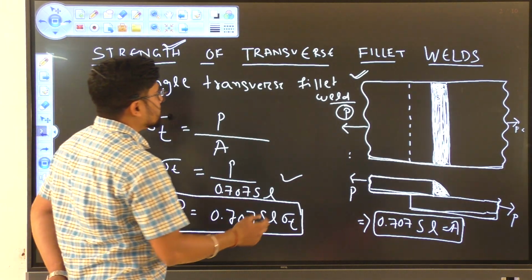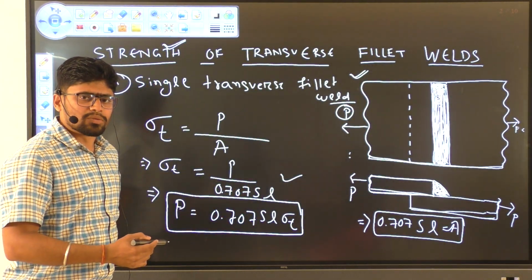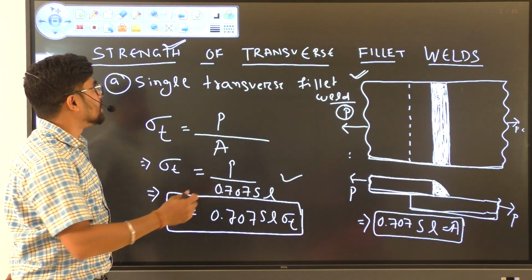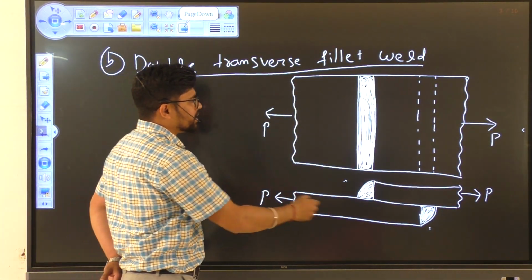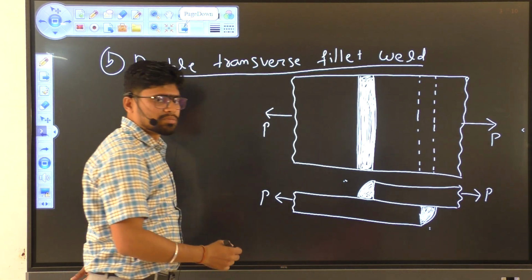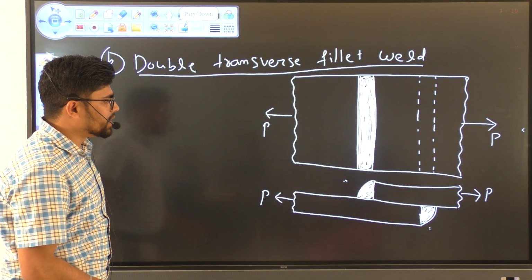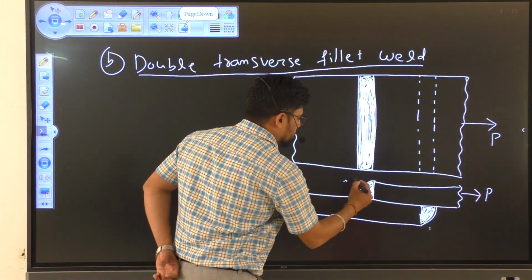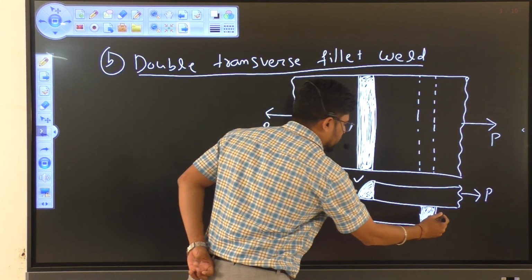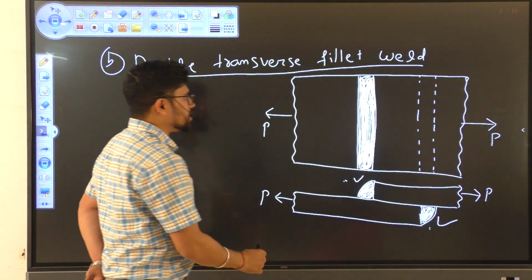Then the other type of transverse fillet weld is double transverse fillet weld. This is the diagrammatic representation of double transverse fillet weld. In double transverse fillet weld, the welding takes place on both sides. This side is welded and this side is also welded.